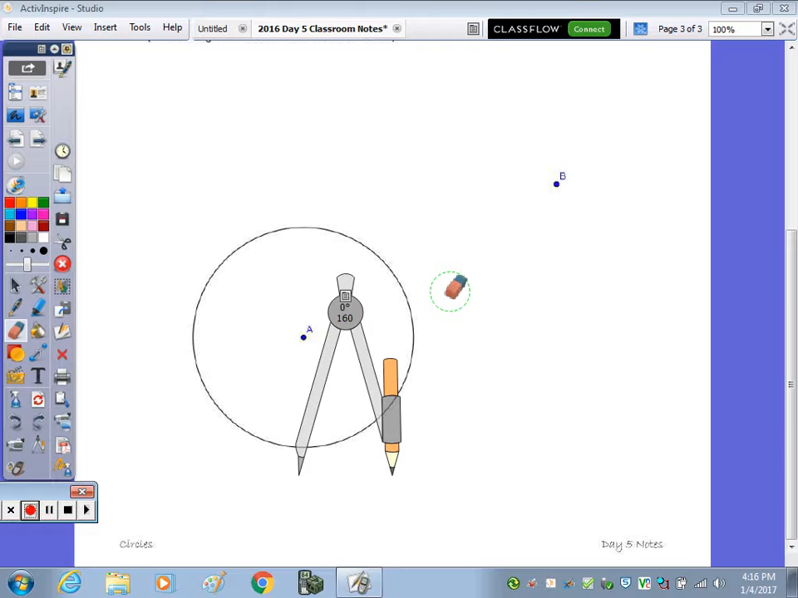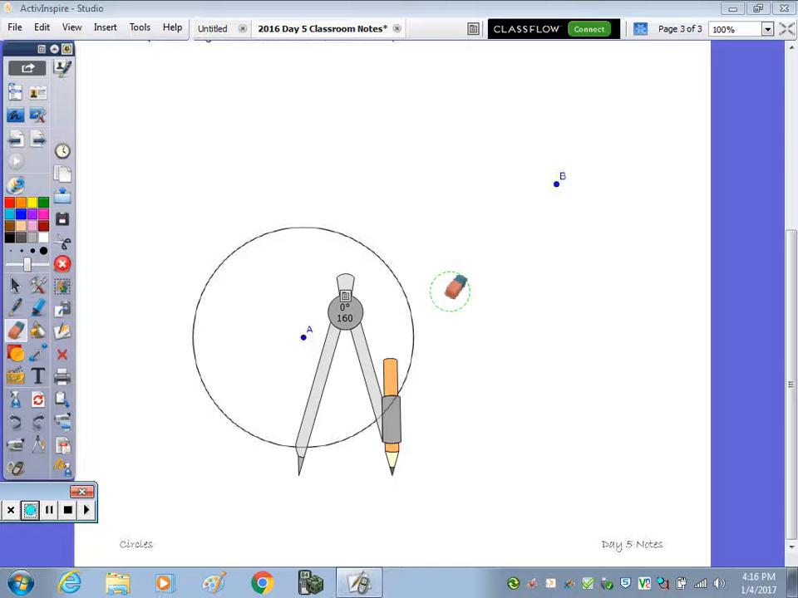This is a construction for the day five notes, which is constructing a line tangent to a circle through a point outside of the circle. So given circle A, we want to draw a line tangent to circle A through point B.